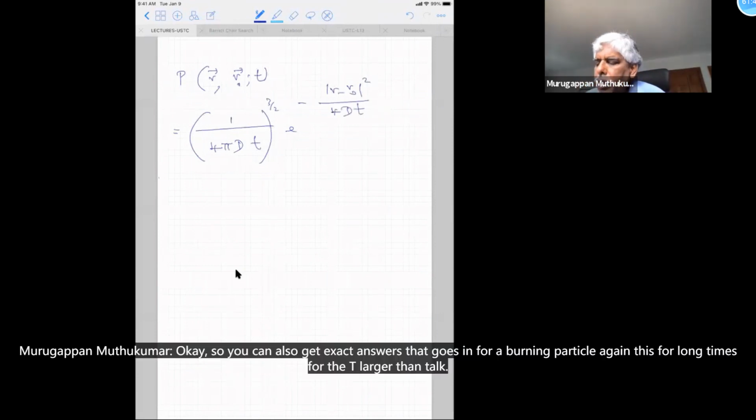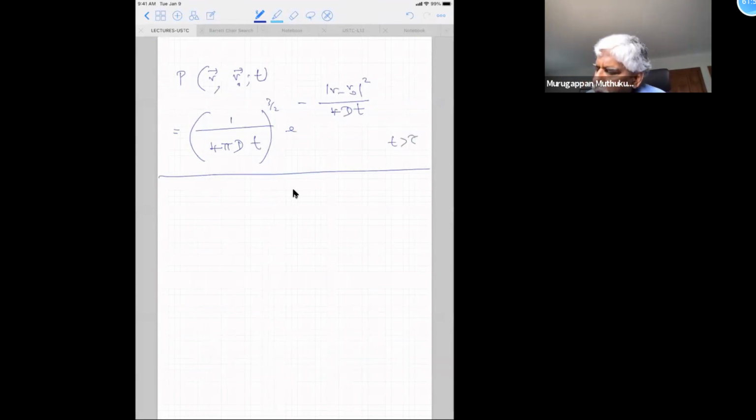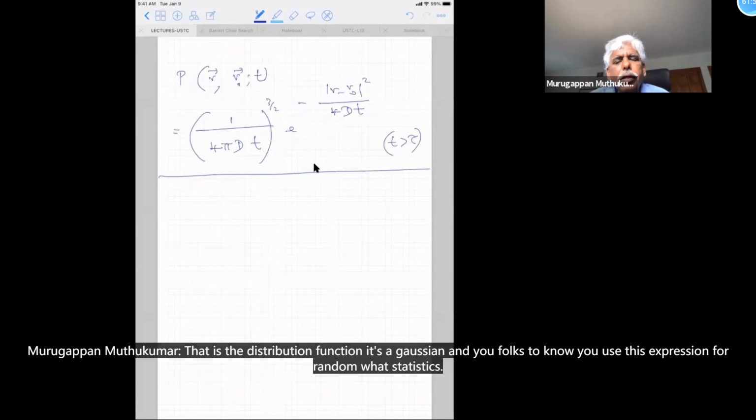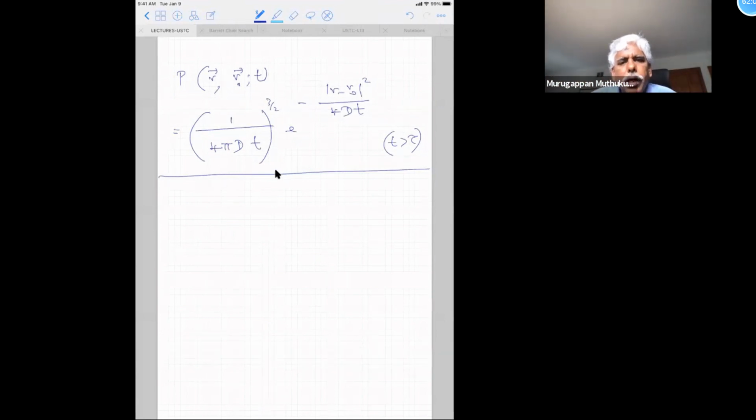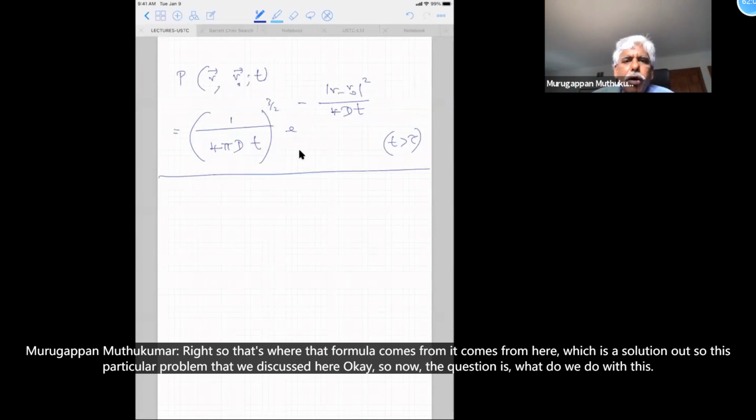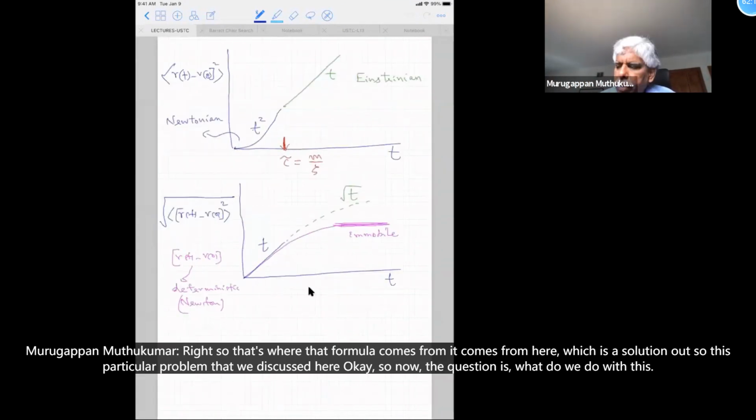Okay, so you could also get an exact answer. It's a Gaussian for a Brownian particle. Again, this is for long times, for t larger than tau. For long times, that is the distribution function. It's a Gaussian, and you know you use this expression for random walk statistics. Remember, we wrote Gaussian statistics, the probability distribution function of the end-to-end distance vector, assuming it's a random walk. So that's where that formula comes from. It comes from here, which is a solution of this Brownian particle problem that we discussed here.